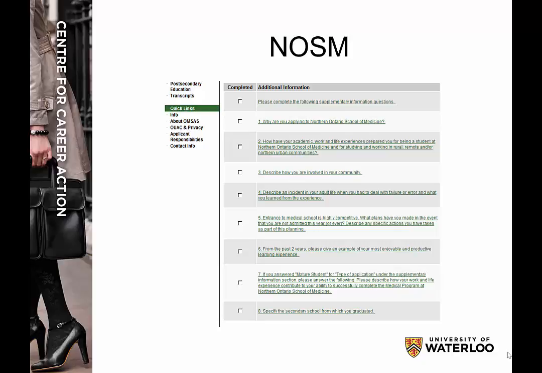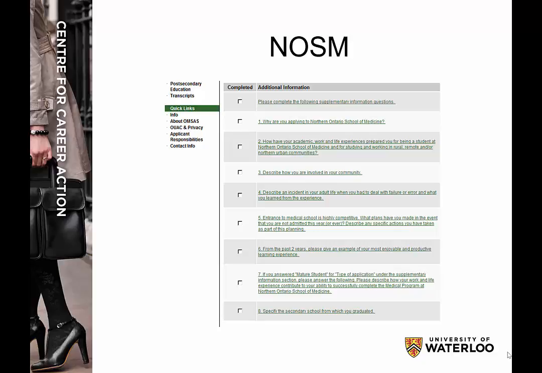It will be helpful to read the website Northern Ontario Medical Journal, which can be found at nomj.ca. Additionally, a good book to read or review is The Making of the Northern Ontario School of Medicine, a case study in the history of medical education. We have a copy of this book at the Centre for Career Action front counter, located in TC 1214. There are 6 mandatory essays that you need to write and an additional one for mature applicants.